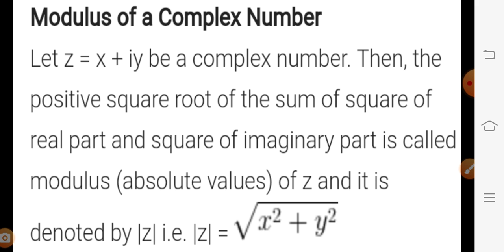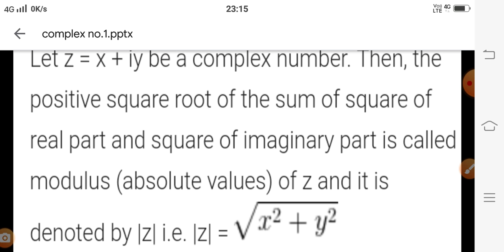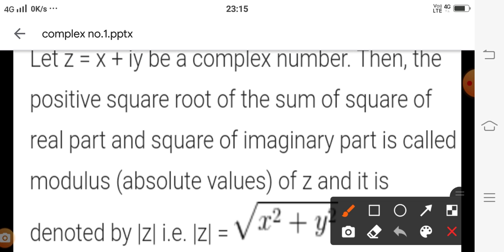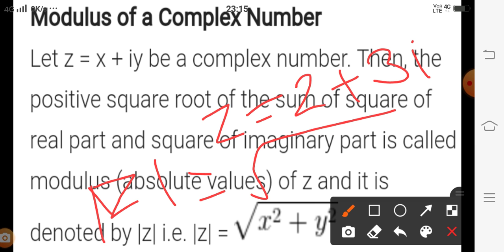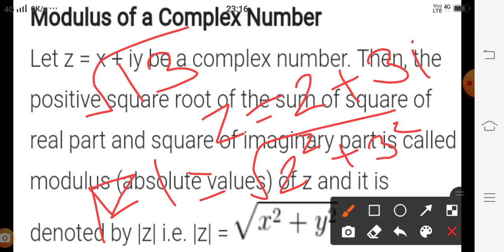Suppose the complex number is given as 2 plus 3i, and you have to find the modulus of this complex number. Then the value of mod z you are getting as the square root of 2 square plus 3 square, real part square plus imaginary part square. 2 square we are getting 4 and 3 square we are getting 9, means 4 plus 9 is 13, means modulus we are getting as root 13.